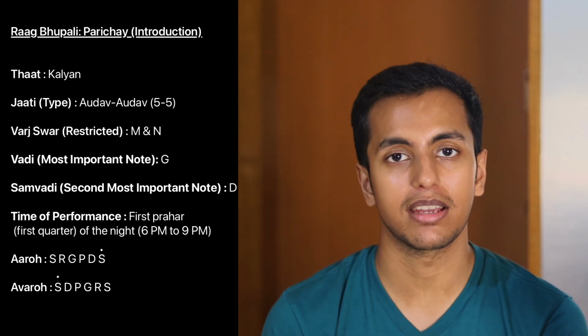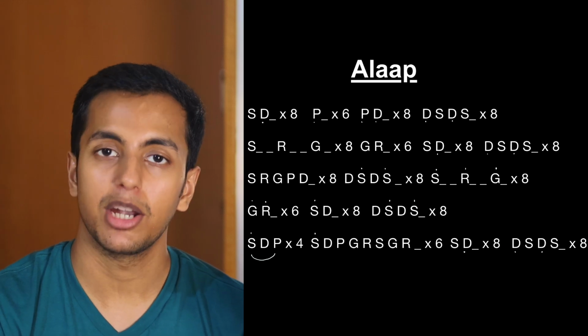How many swars are there in Aro and Avaro? If you said 6, that's incorrect because Sa is repeated. So it's 5-5. That is the Jati, right? 5-5, order. Now let's start with Alaap.